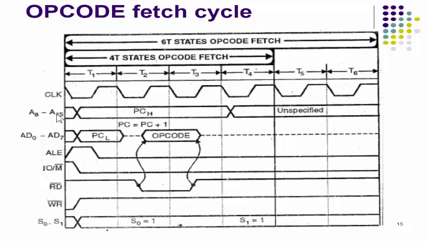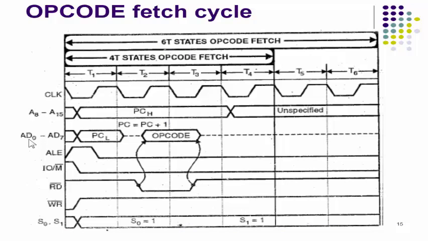Out of A0 to A15, A0 to A7 address lines are multiplexed with D0 to D7. This you know very well. So AD0 to AD7 are multiplexed address and data lines, and A8 to A15 address lines are non-multiplexed. So A8 to A15 are higher order address lines, and A0 to A7 multiplexed with D0 to D7 are lower order address lines. A8 to A15 is the higher order address bus, a group of address lines.